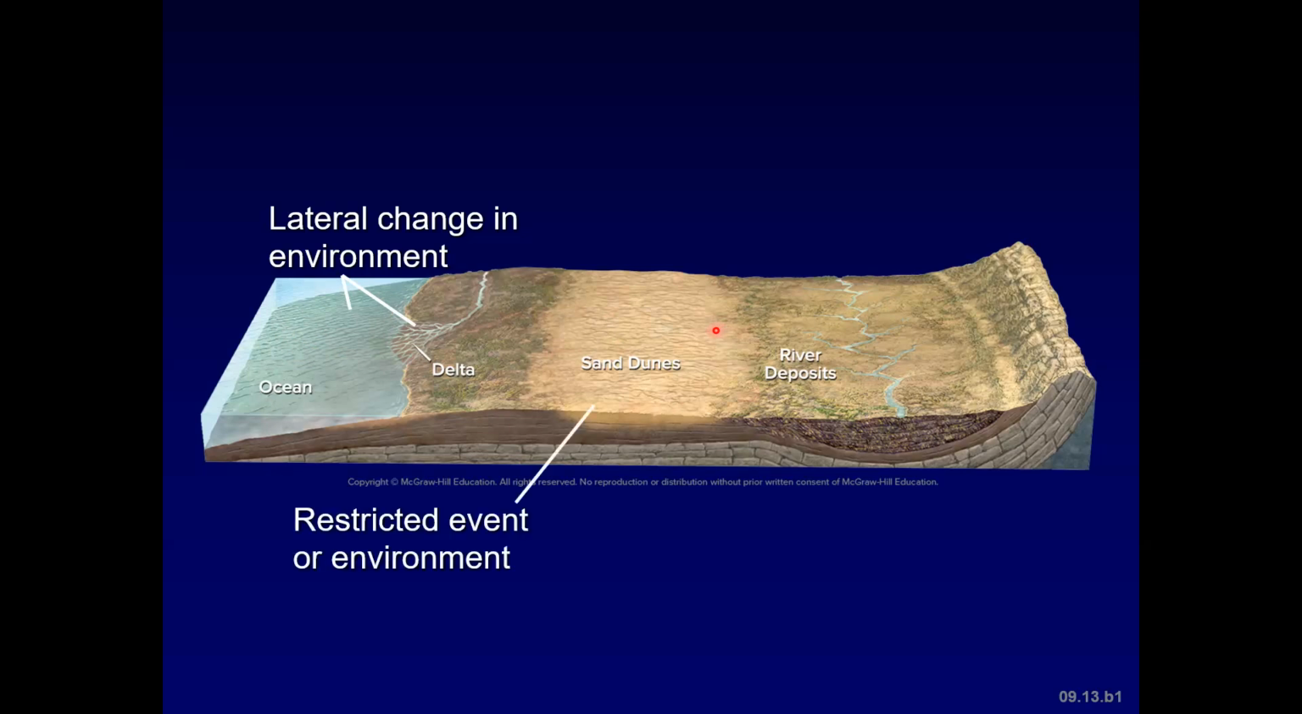You can also have a restricted event. A unit might not be present in nearby sequences because it simply wasn't deposited there. And that sounds simple, but I myself had trouble with that as a student to say, you know, why do we see a sandy unit here, but not over here? This is a reconstructed environment. Sometimes all we have are rock outcrops to look at.